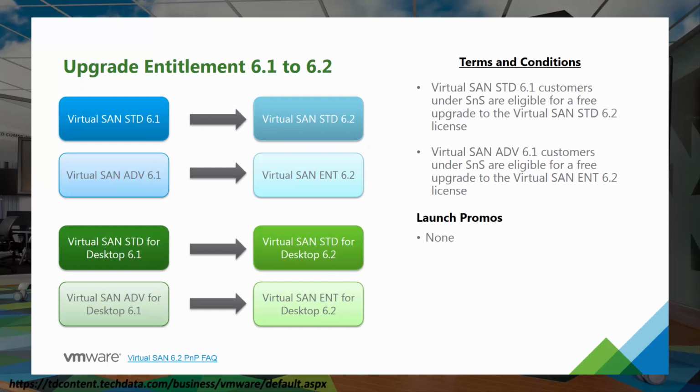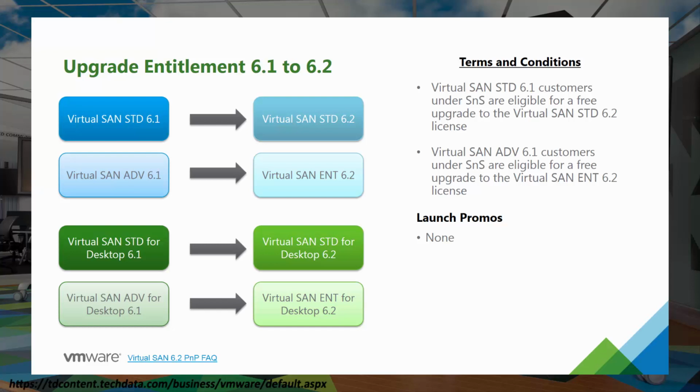Since there's been a change to the edition lineup that we went over, this slide shows how customers with the previous vSAN 6.1 version will be entitled within the new packaging. vSAN Standard remains the same as before, so there's no change. If they've got vSAN 6.1 Standard, they're just going to move to vSAN 6.2 Standard. But for people that have vSAN Advanced, that has changed. Any customers with vSAN 6.1 Advanced will be entitled to the new vSAN Enterprise 6.2 edition.